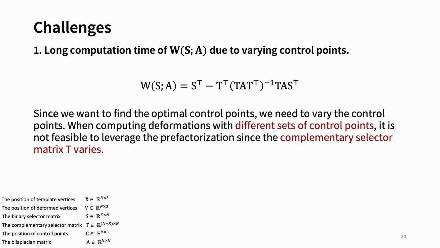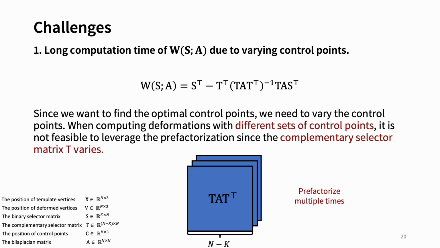However, since we want to find the optimal control points, we need to vary the control points. When computing deformation with different sets of control points, it is not feasible to leverage the prefactorization since the complementary selector matrix T varies. That means we need to calculate its prefactorization multiple times. Here, T A T transpose is too large a matrix to calculate its prefactorization multiple times.